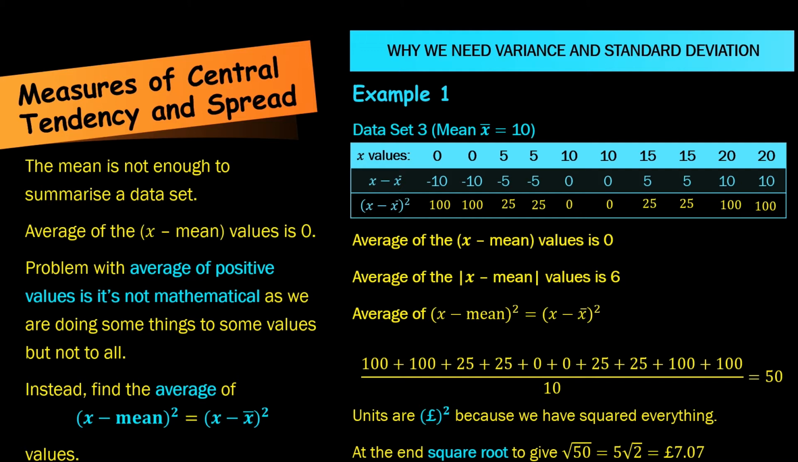So at the very end, we need to square root this 50, and that gives us £7.07. The value 50 is the variance, and the value £7.07 is the standard deviation.